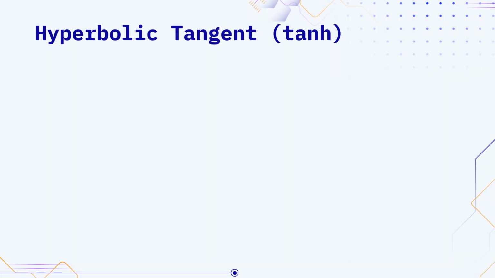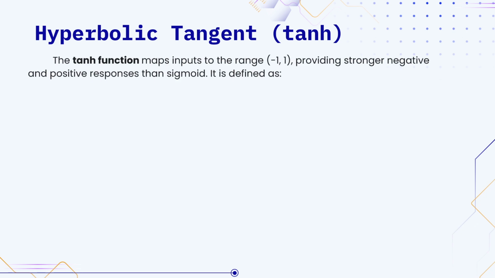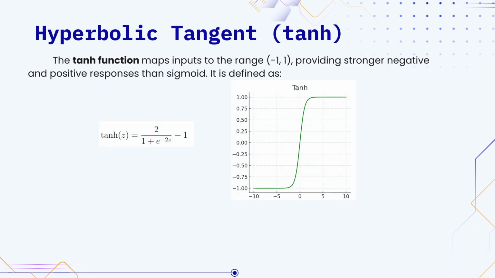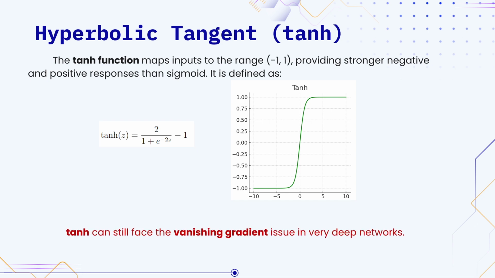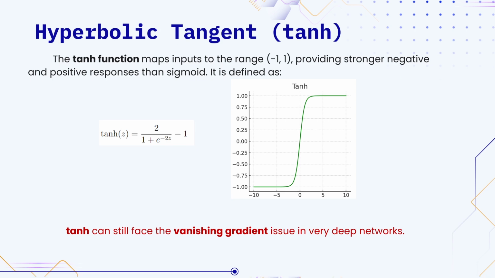Moving to the second one, which is the hyperbolic tangent. It maps inputs to the range between -1 and 1, providing stronger negative and positive responses than sigmoid. It is defined as shown. This symmetric range improves input representation compared to sigmoid, especially in hidden layers where both negative and positive activations aid in learning complex patterns. However, like sigmoid, the hyperbolic tangent can still face the vanishing gradient issue in very deep networks.